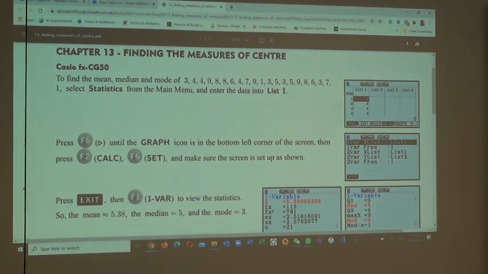I got numbers. 1, 2, 1. This one. Exit. Just put it in there. Yeah. List 1. We're trying to figure that out. 39.7. Say that again? 39.7. Yeah, approximately.